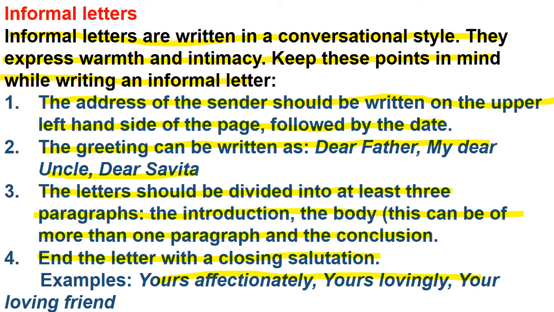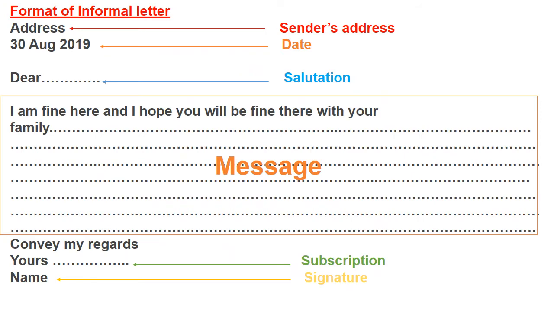Now we will move towards the sample of an informal letter. This is a format of informal letter. As you can see, address. Here you will mention your address along with the date. All right. The address shows from where you have written the letter, as I have explained you, and also the date shows on which date you have written the letter. Then the salutation, which we have already discussed. Then the body part of the letter, which is divided into three parts: the introductory part, the main body, and the conclusive paragraph. All right.